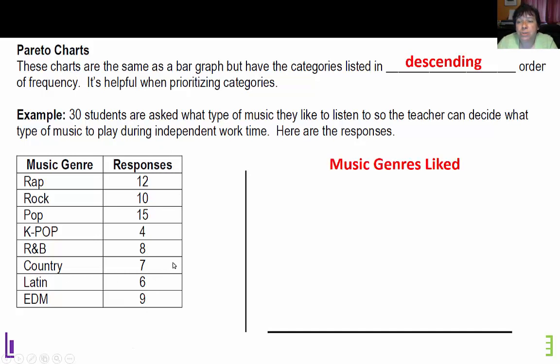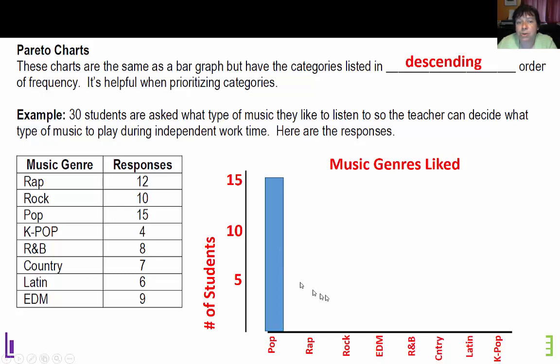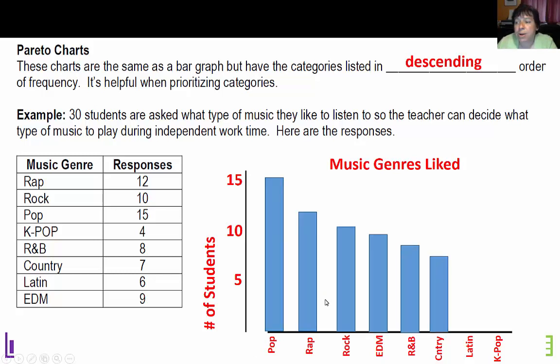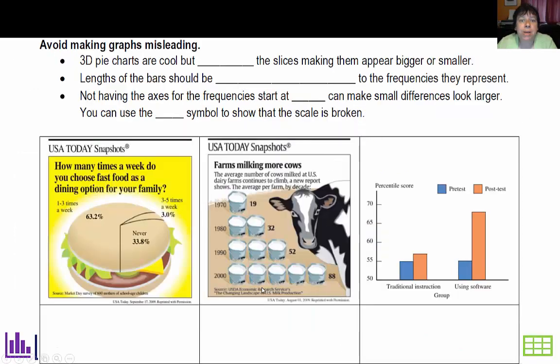So I'm going to do music genres liked and number of students, and my highest number is 15. So there we go. And I'm going to start with the most popular category first, which is pop, and then rap. And I just go in descending order with K-pop being the very bottom one. Then I basically do the bars like I did before. So on a Pareto chart, you should always see this pattern of the bars descending as you go to the right.